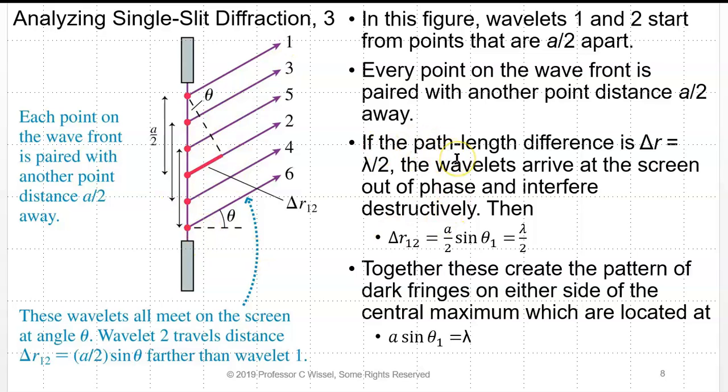If the path length difference is delta r equals lambda/2, then the wavelets arrive at the screen out of phase and interfere destructively. And if you look here, here's the path length difference right here. This is delta r. Notice here's the angle, that's the same angle here, and this is a/2. So delta r is a/2 times the sine of theta 1, and that has to equal lambda/2. Together, these create the pattern of dark fringes on either side of the central maximum, which are located at a sine theta 1 equals lambda.